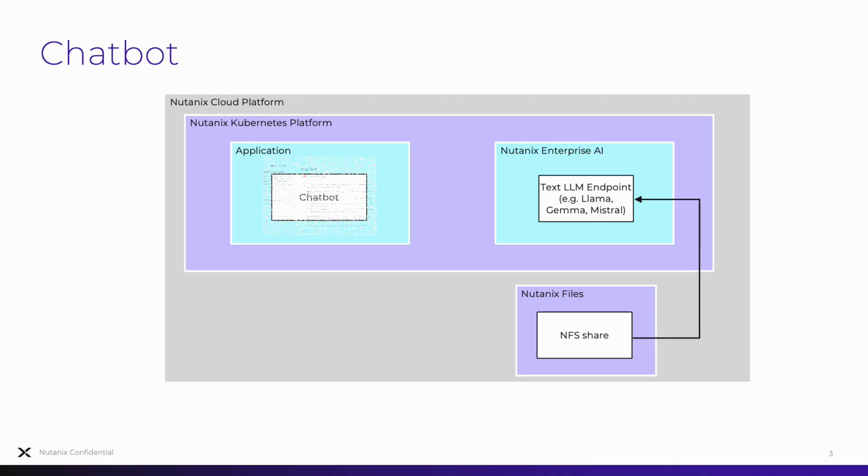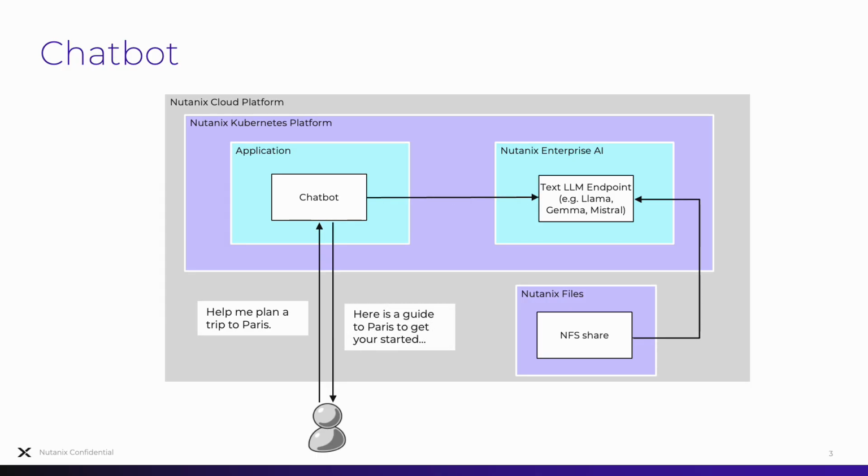The chatbot user will come in and ask a question, such as help me plan a trip to Paris. The chatbot application will query the text generation endpoint directly, return an answer, and then return that back to the user. But now, if the user wants to ask a question specific to the organization, such as what is the time off policy, depending on the endpoint, it's either going to say it doesn't know, or it's going to give some generic answer that's not specific to your company policies.